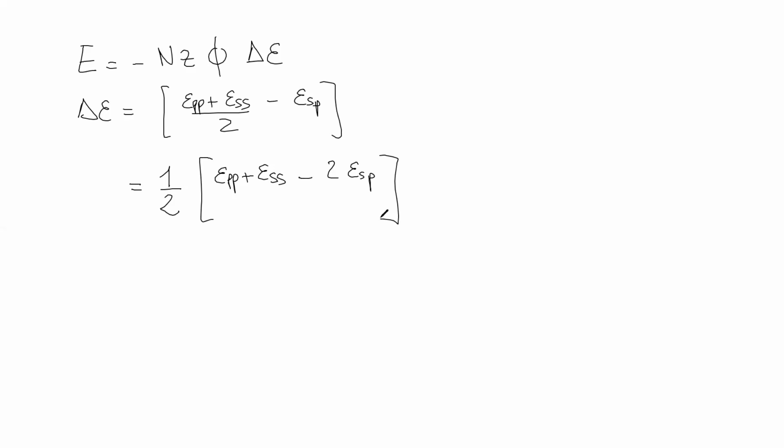So can you comment on the physical meaning of that delta epsilon? Any idea? Let's assume that this is the final state and this is the initial state. What does it mean?